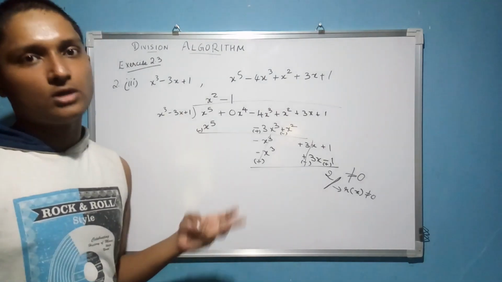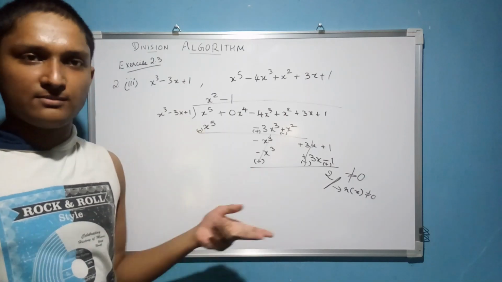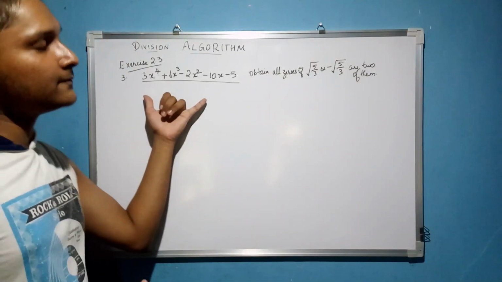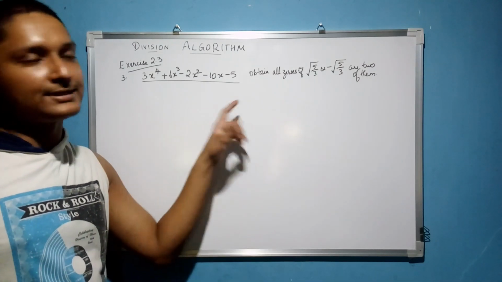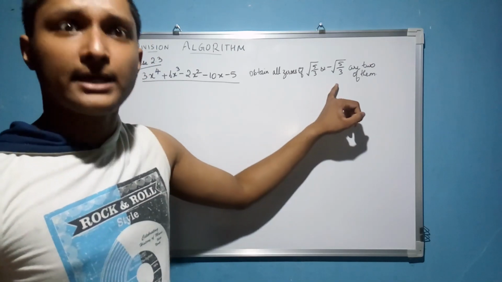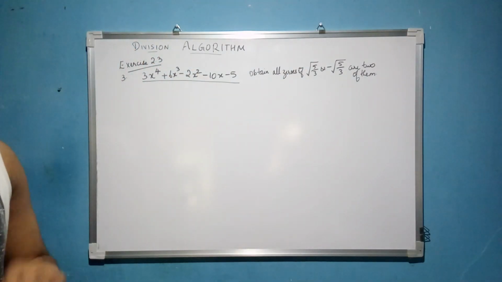Okay. Next we'll move on to the third question. There was an example question just based on this. So this is a similar question. Okay, you have the third question. Third question is given a polynomial. You are asked to obtain all the zeros of this polynomial if root of 5 by 3 and minus root of 5 by 3 are two of the zeros of the given polynomial.